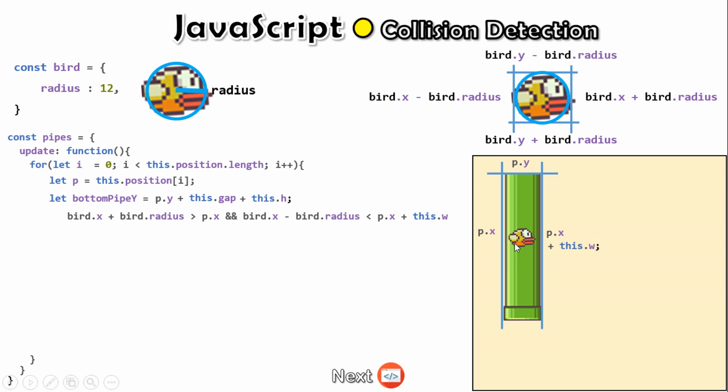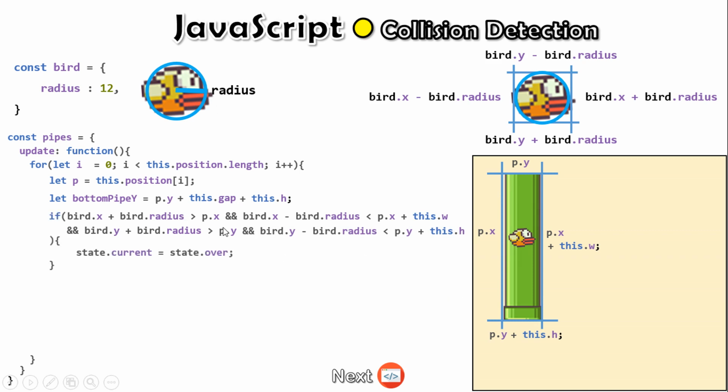And also if the bottom of the bird, which is this value here, is greater than this value here. And also, if the top of the bird, this value here, is less than this value here, the pipe Y position plus the height. So if this statement here is true, we set the current state to the game over state. We also need to check if there is a collision between the bottom pipe and the bird. We will do the same thing.